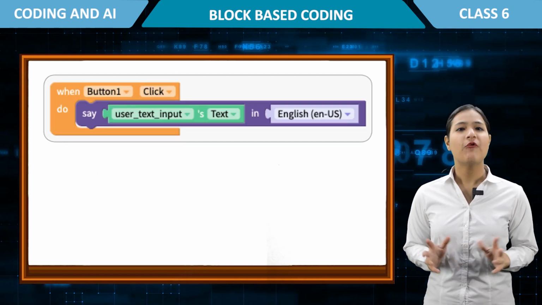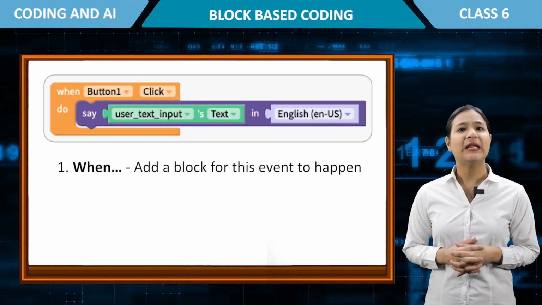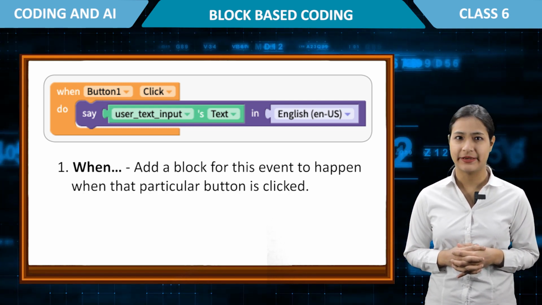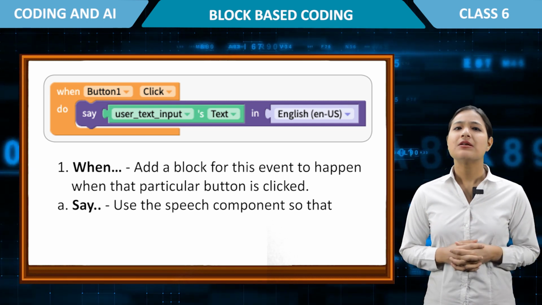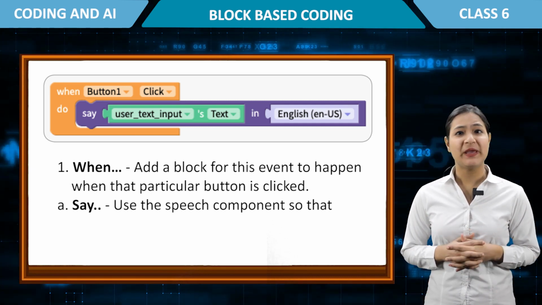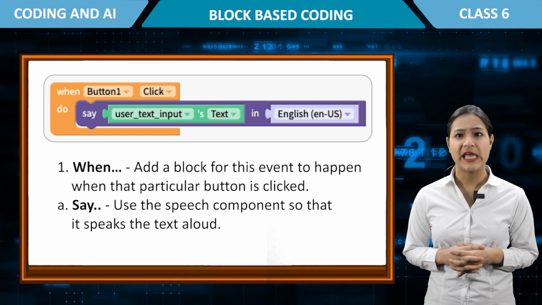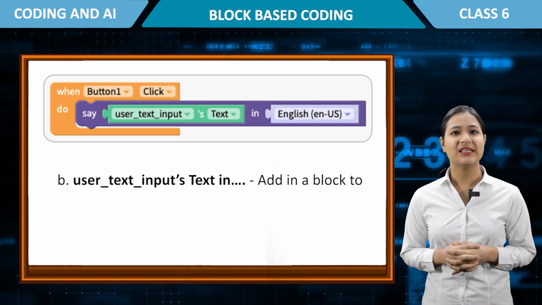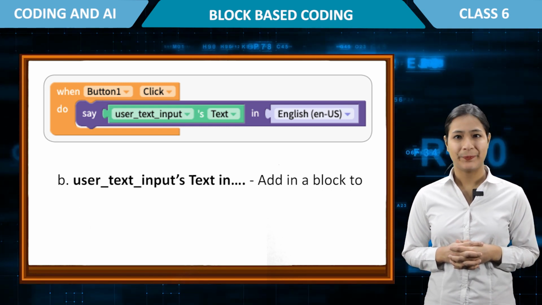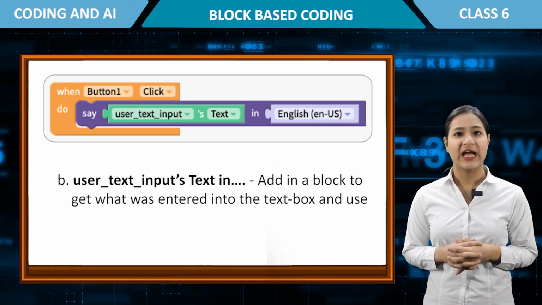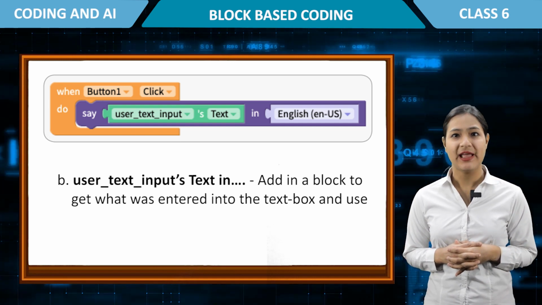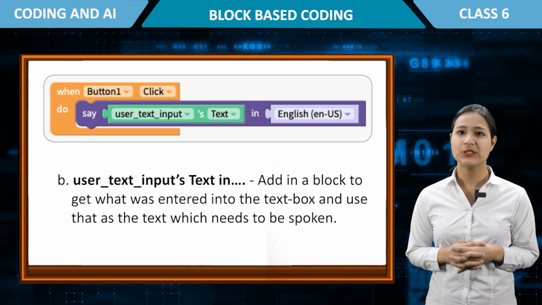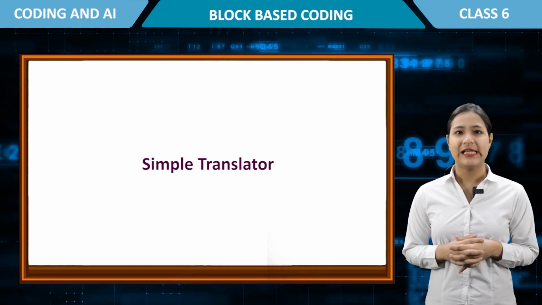Blocks to add. First, when. Add a block for this event to happen when that particular button is clicked. A. Say. Use the speech component so that it speaks the text aloud. B. User text inputs text in. Add in a block to get what was entered into the text box and use that as the text which needs to be spoken.